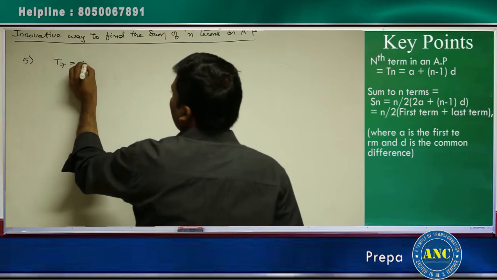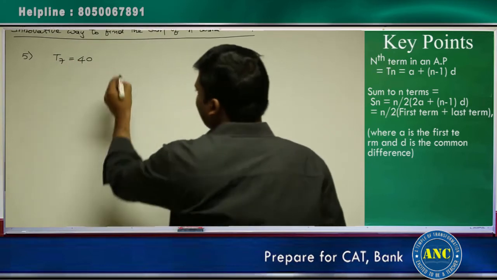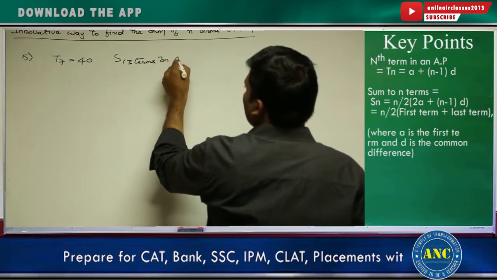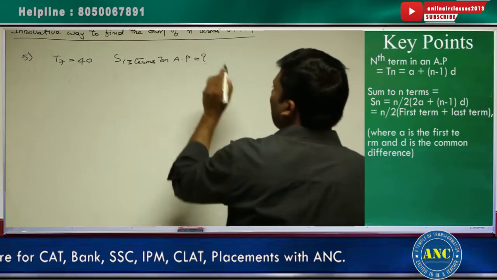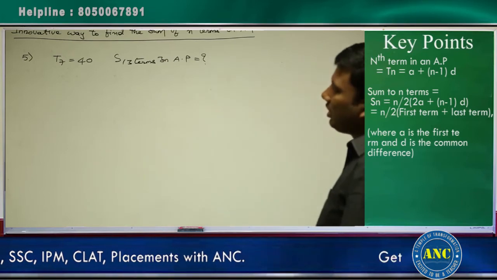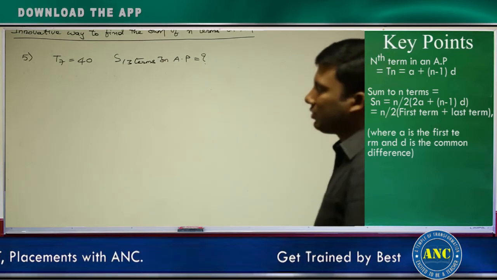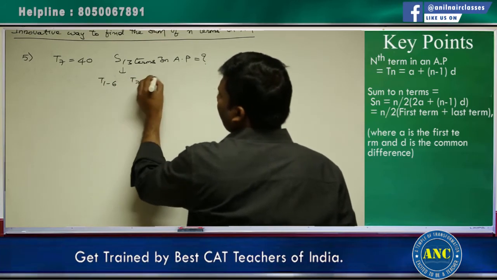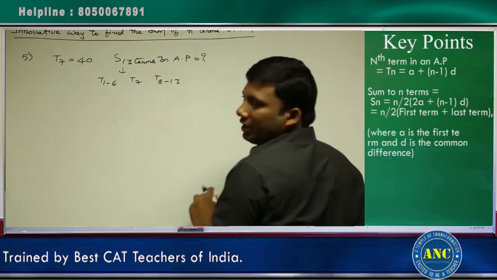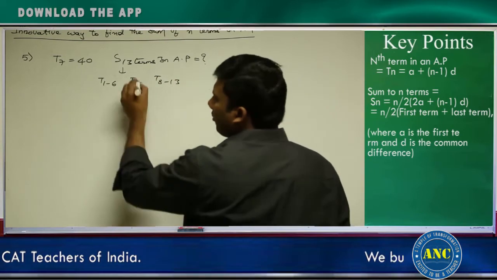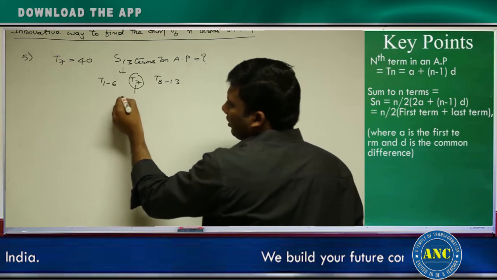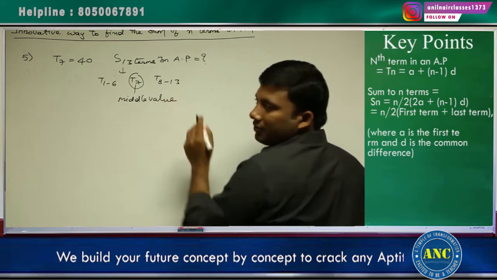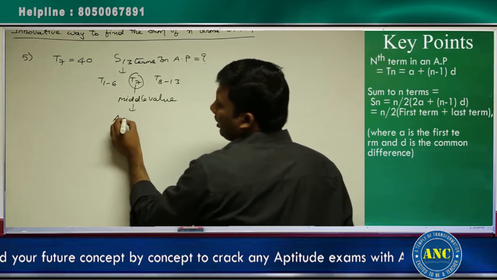Seventh term in an arithmetic progression is 40. Sum of 13 terms in arithmetic progression is equivalent to how much? Seventh term is 40. Now see here, 13 terms, 6 terms to the left, 6 terms to the right. What is the middle value? T7. T7 is the middle value. Middle value is nothing but the average.